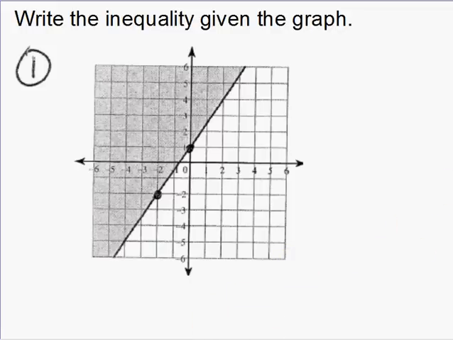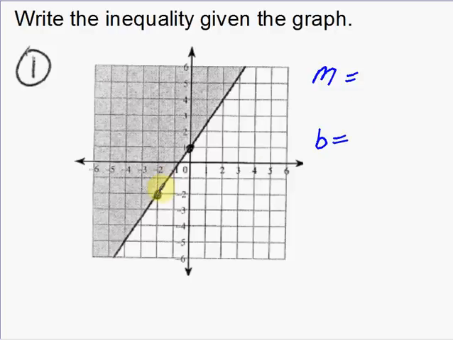Alright, so what we're going to look at here is doing the opposite of what we've been doing. We're going to be given a graph, and we want to write the inequality that matches up with the graph. We still need a slope and a y-intercept because we're working with an inequality, which is pretty darn close to being a line. So I'm going to write down the letter M for slope and B for the y-intercept, and then I'm going to go ahead and find them.